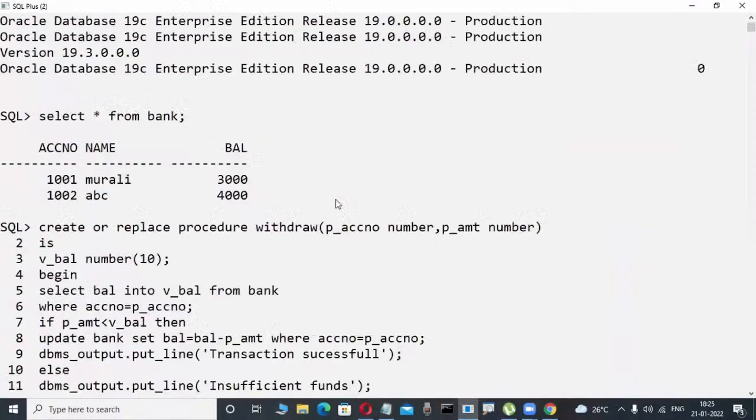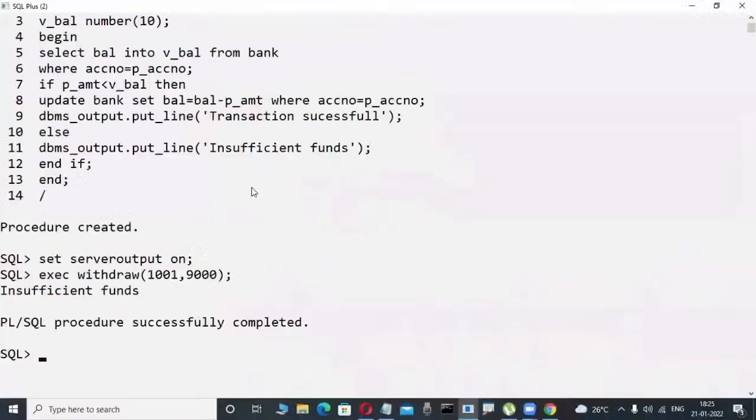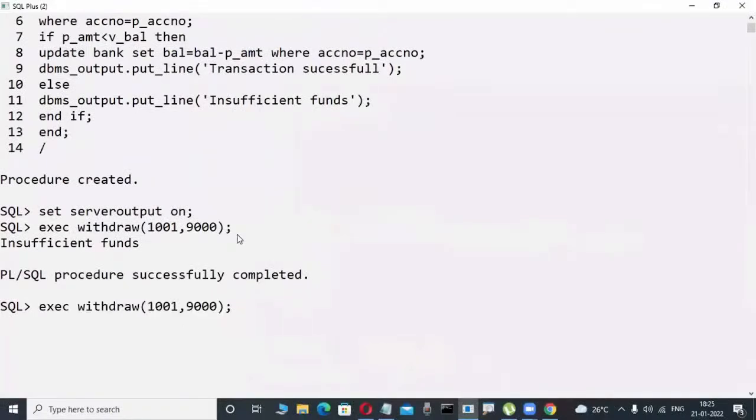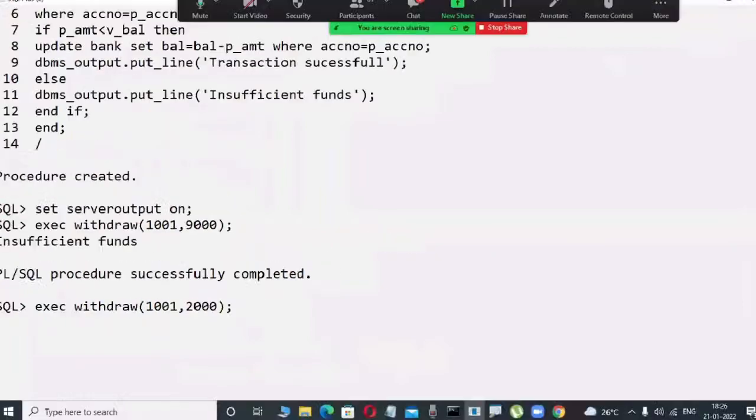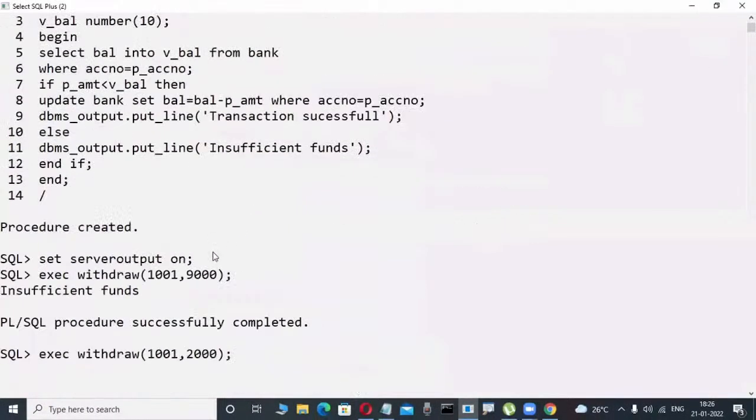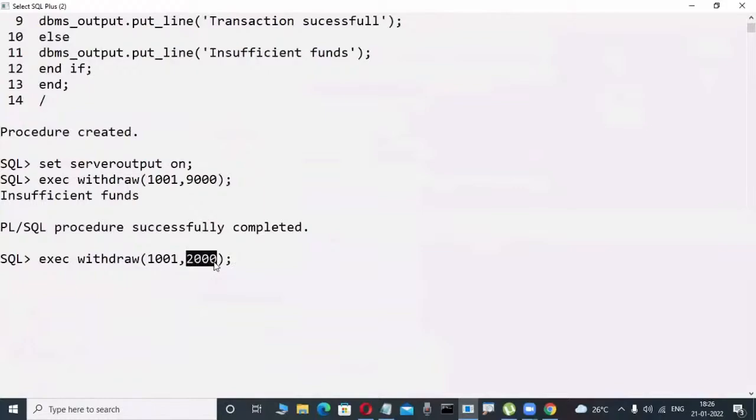For example, in this case, my balance is 3,000. Now I try to withdraw 2,000 rupees. And now here, check it out. Observe it here. Now 1001 is my account number. I try to execute again, withdraw. Okay, so now here, the procedure. Now I try to withdraw 2,000 rupees. Possible? Possible. Why? Because my balance is 3,000, but I try to withdraw only 2,000, which is possible.